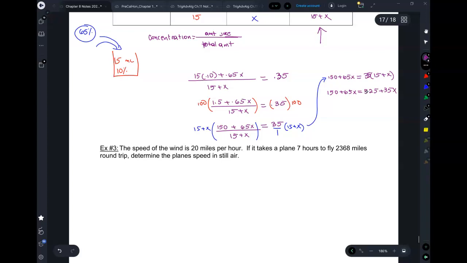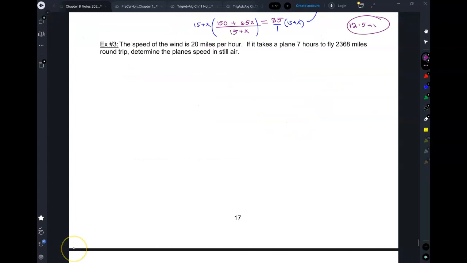And then skipping, x is going to be 12.5. So this is how much of the 65% solution we're going to add. So it's going to be 12.5 milliliters. I'm actually going to make another chart for this one.